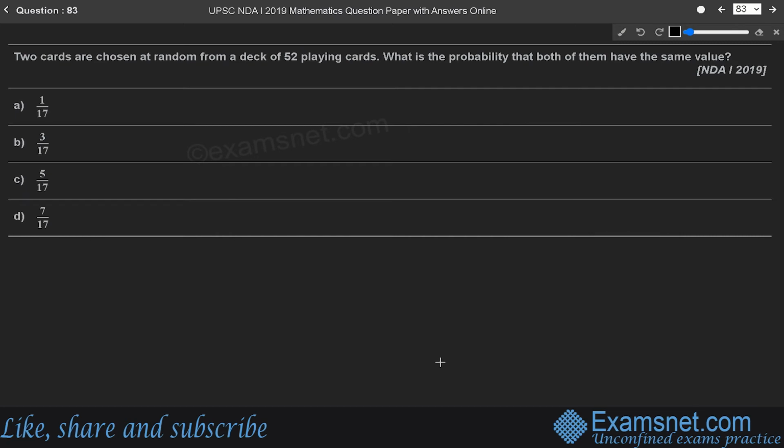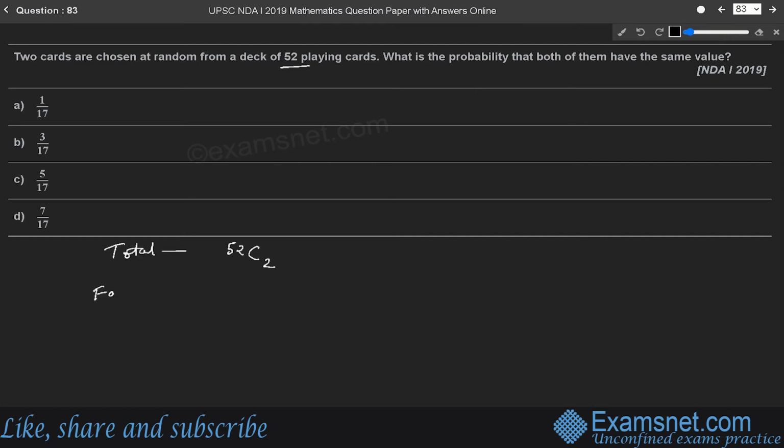Next question is, 2 cards are chosen at random from a deck of 52 playing cards. What is the probability that both of them have the same value? Again, the question is from probability. So first, let us see the total number of cards. Total number of cards is 52. Therefore, the total number of ways of selecting 2 cards from 52 cards will be 52C2. We are selecting 2 cards from 52 cards. This is the total number of ways.